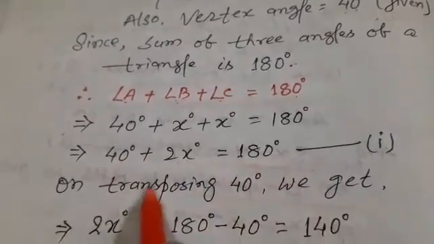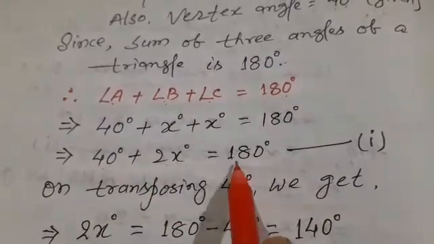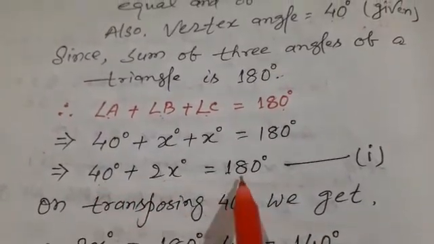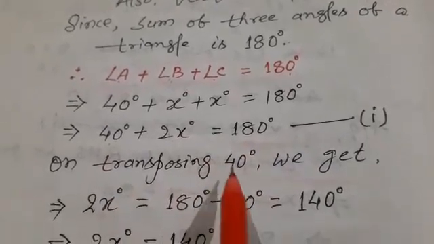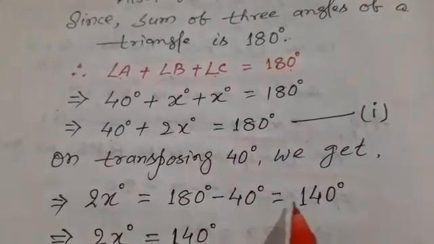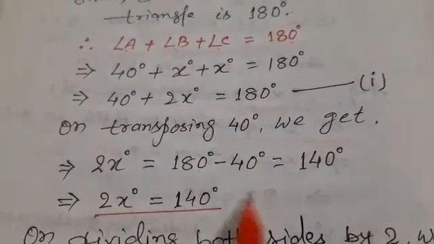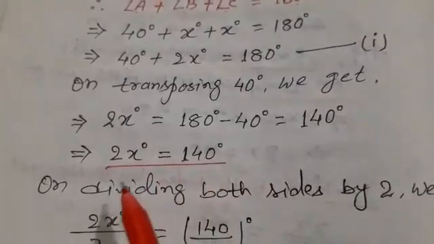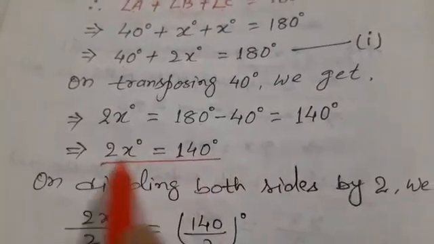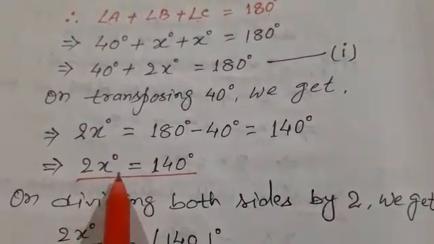Now we solve it. At first we transpose 40 degree from LHS to RHS. So this positive becomes negative. So we write 2x degree is equal to 180 degree minus 40 degree equal to 140 degree, that is, 2x degree equal to 140 degree. Now we need to find the value of the variable. So we divide both sides by 2, for separation of this variable x.